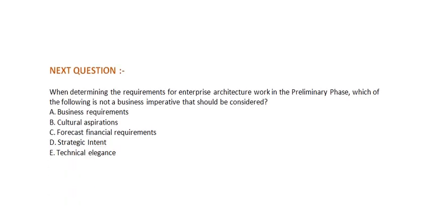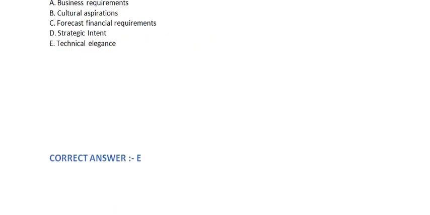Next question is, when determining the requirements for enterprise architecture work in the preliminary phase, which of the following is not a business imperative that should be considered? Option A, business requirements. Option B, cultural aspirations. Option C, forecast financial requirements. Option D, strategic intent. And option E, technical elegance. And the correct answer is option E.